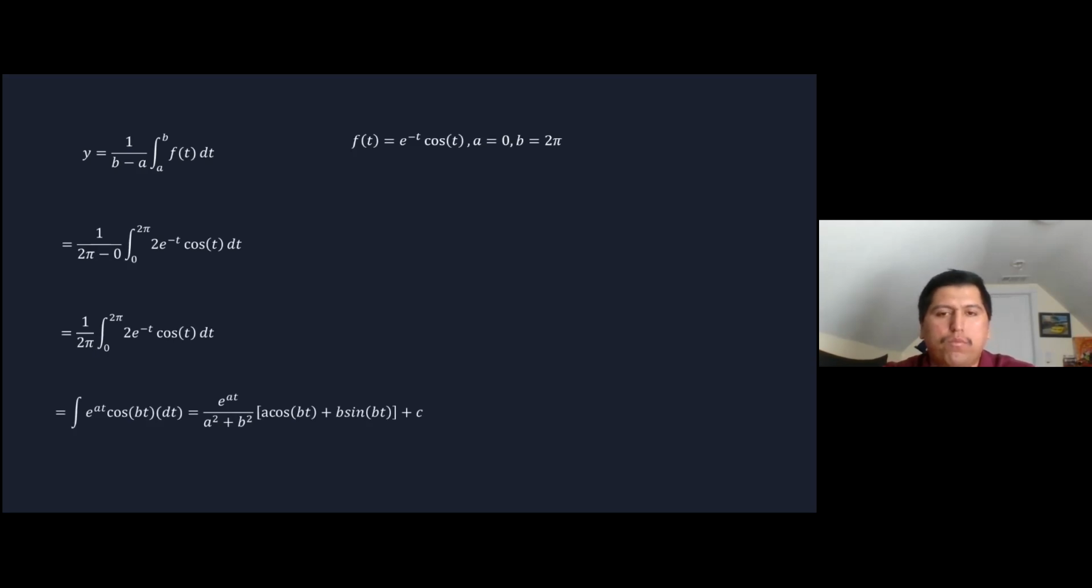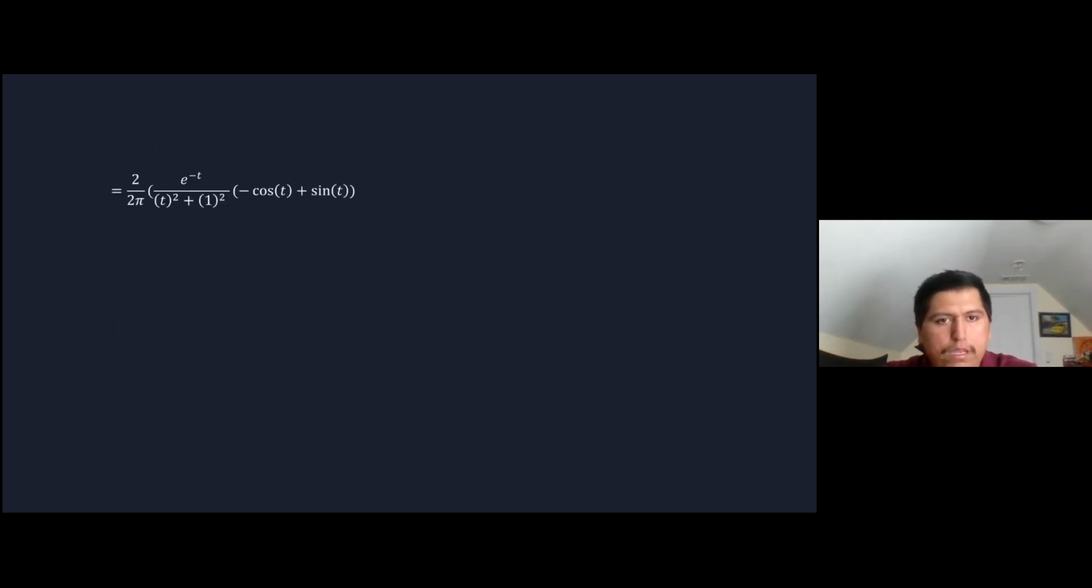Then we had to look up a formula from the table of integrals, number 115, from the exponential and logarithmic formulas. Once you plug it all in, 2 over 2 pi times e^(-t) over (t squared plus 1) times (negative cosine t plus sine t). Then just keep going: 1 over pi times e^(-t) over 2 times (sine t minus cosine t), from 0 to 2 pi.